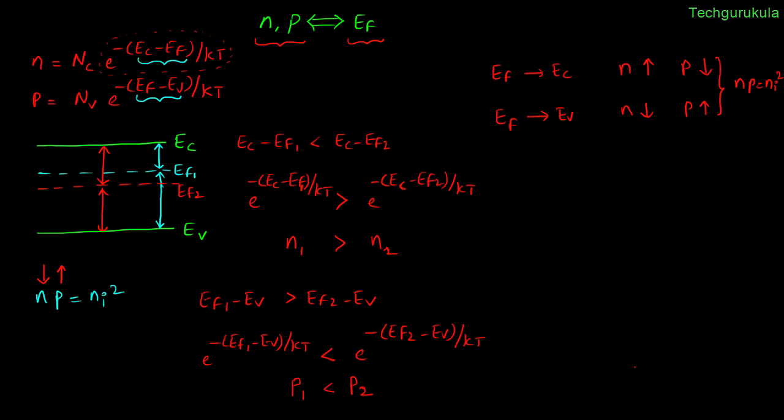Now here we are talking about two references, which are Ec and Ev. There is another way of representing the electron concentration and hole concentration in terms of the intrinsic Fermi energy level. That is more convenient, and we will use it extensively in this course. So let us see that particular expression.